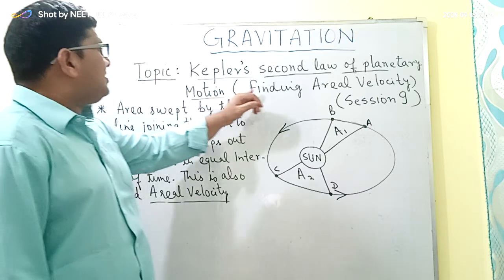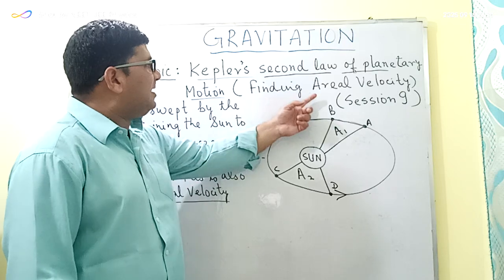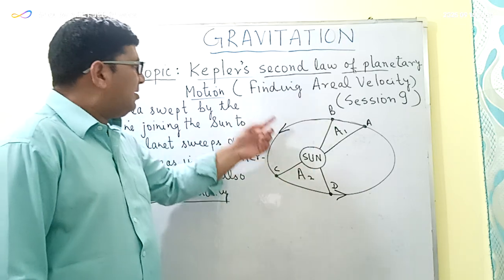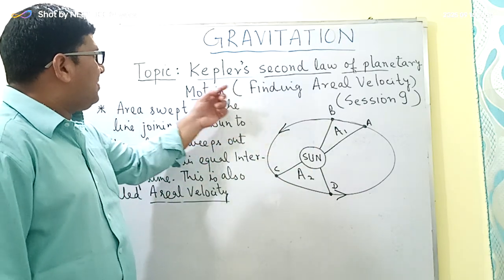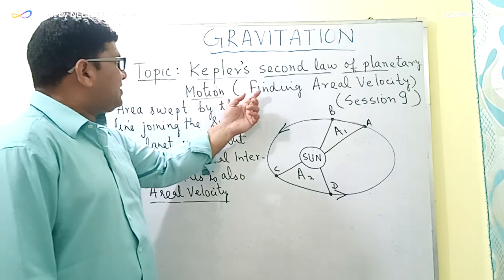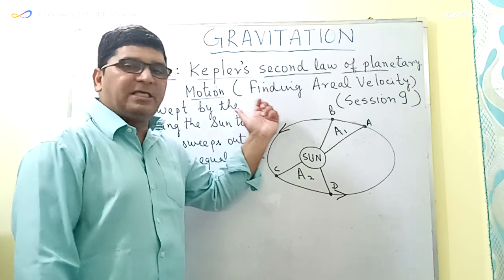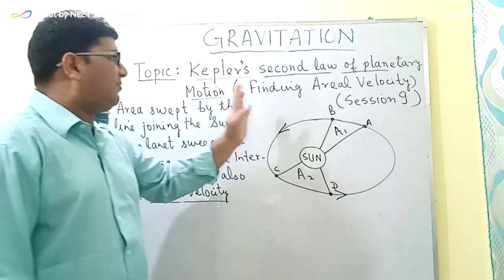The topic is Kepler's second law of planetary motion, and today we will be finding the areal velocity of the planet. Before proceeding with this topic, we will first revise Kepler's second law of planetary motion, and we have already studied Kepler's laws in session number 7.